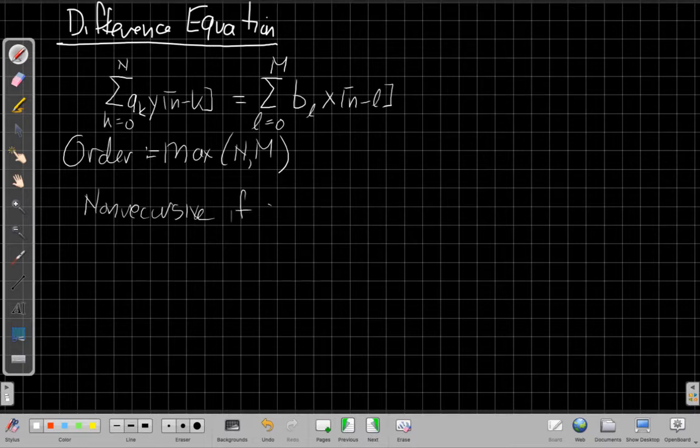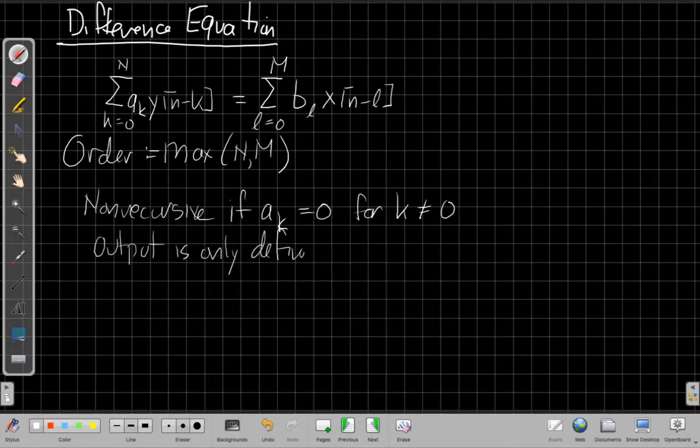Another important term is we say that our difference equation is non-recursive if the weights for the left-hand side, a sub k, equal 0 for all the terms except the first one, which is sort of a fancy way of saying the output is only defined in terms of the input. You say, well, what else would it be? Well, let's talk about the recursive version.